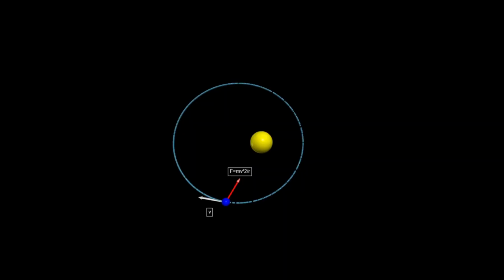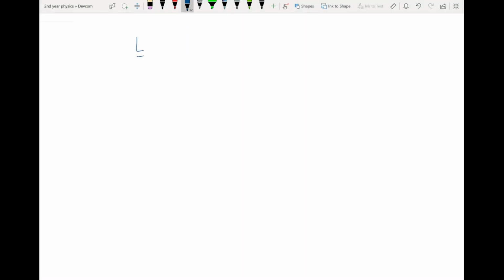So this image may already look familiar. You should know by now that when a planet is orbiting a star, therefore executing circular motion, the centripetal force will act towards the center of the orbit, so along the radius of the orbit, and the velocity will be perpendicular to the radius. Now, let's try to introduce a new quantity, angular momentum, represented by the letter L.